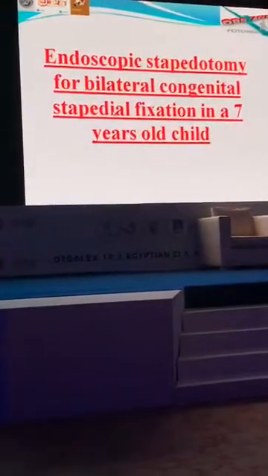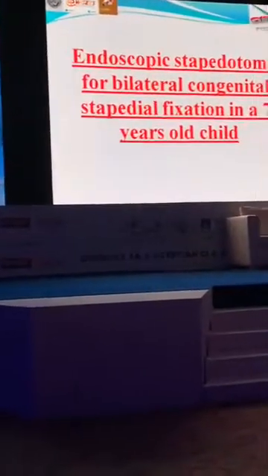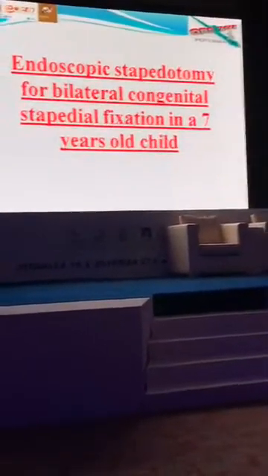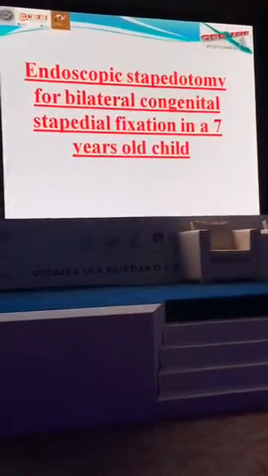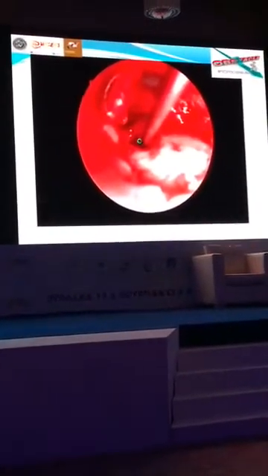As regards the pediatric population, let me show you this case. Here is a case of endoscopic stapedotomy for bilateral congenital stapedial fixation in a 7-year-old child. Here is the preoperative pure tone audiometry. This video shows the right endoscopic stapedotomy for this child.